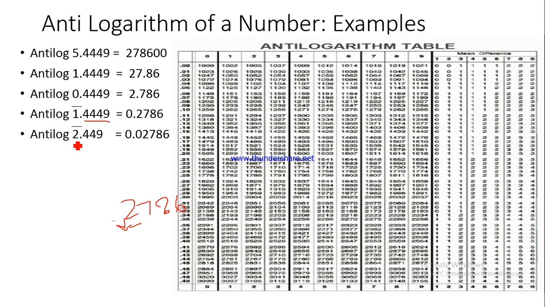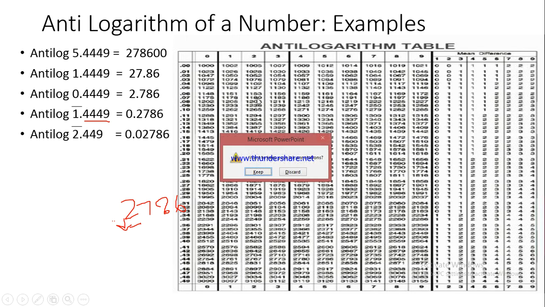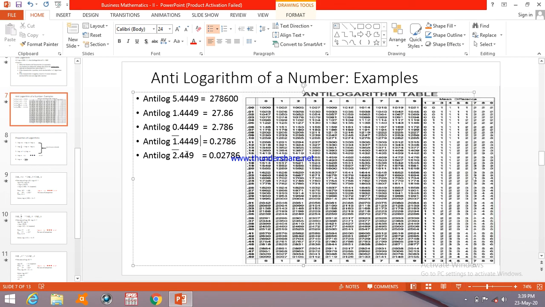Again, in this case, 2 bar 0.4449. Excuse me for this mistake again. Kindly start doing this calculation on your own. You know that the antilog value of 0.4449 is 2786. Can you do this calculation on your own? In the meanwhile, I'll make some corrections here.